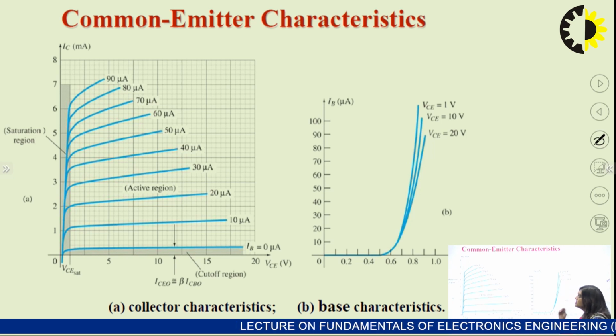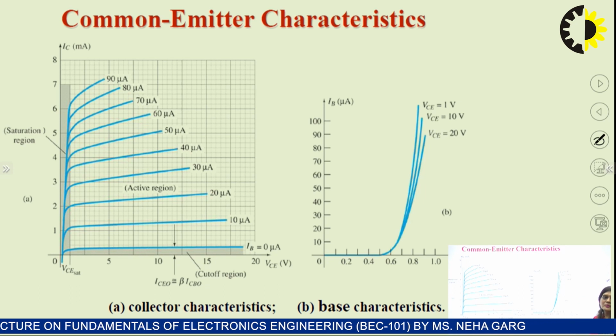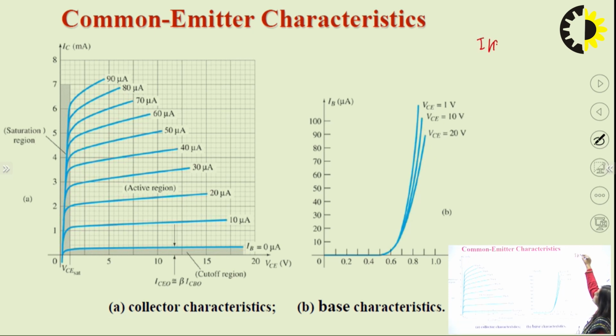Now this is the common emitter characteristics, the input and output characteristics for the common emitter configuration. We have seen in the previous slides that for input the graph is plotted between VBE and IB at constant VCE, and output characteristics are plotted between IC and VCE at constant IB.